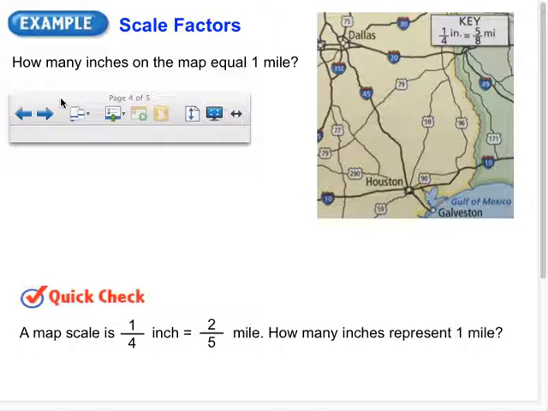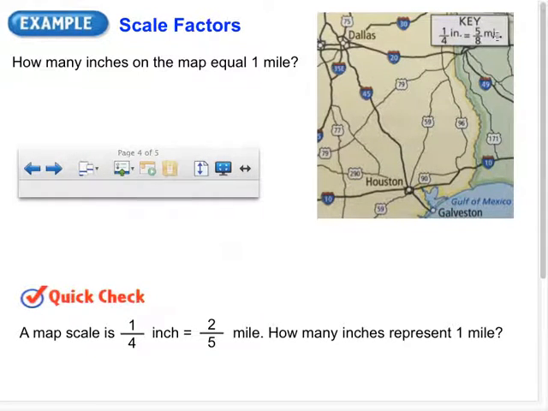Ben, can you walk me through this one? So since 1/4 equals 5/8, right, since 1/4 of an inch equals 5/8 of a mile, what are we doing? You have to do division. We're going to divide, and so what are we dividing? 1/4 by 5/8. So we're going to divide 1/4 by 5/8.